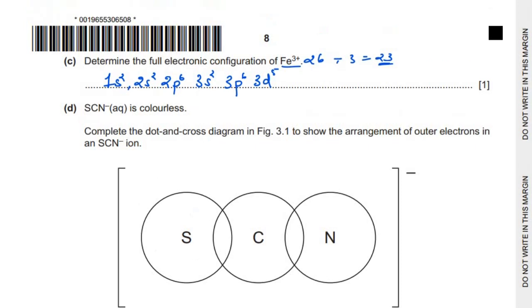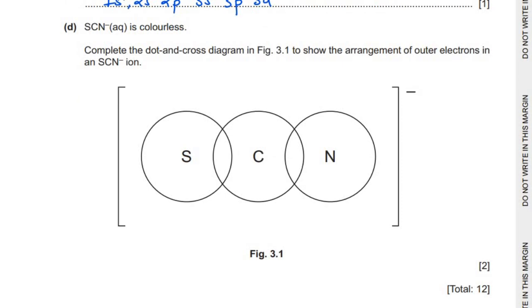Okay, here is the d part of question 3. SCN minus is a colorless substance. Now complete the dot and cross diagram in figure 3.1 to show the arrangement of outer electrons in SCN minus. Now if I make the structure, for S I'm giving a dot, for N I'm giving a cross, and for S I'm giving a dot but not the bold. So for carbon it is a bold dot.